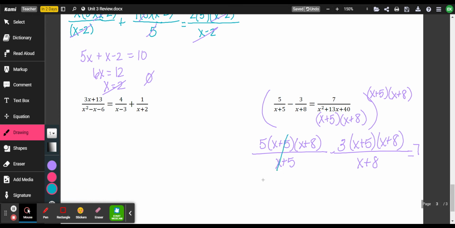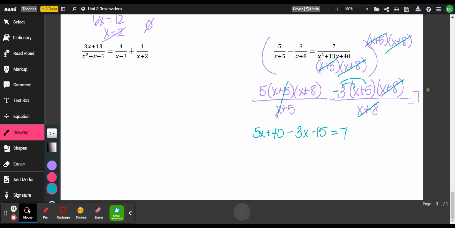So I'm left with 5 times x plus 8, which is 5x plus 40. And then here the x plus 8's cancel, and I'm left with minus 3 times x plus 5, so minus 3x minus 15. Watch your signs. That's really important. It's a negative 3 times both of these, okay? So make sure that you distribute that out. And then when I got over here, these were going to both cancel out, and I would just be left with 7, okay? Now I'm going to solve, and I get 2x plus 25 equals 7.